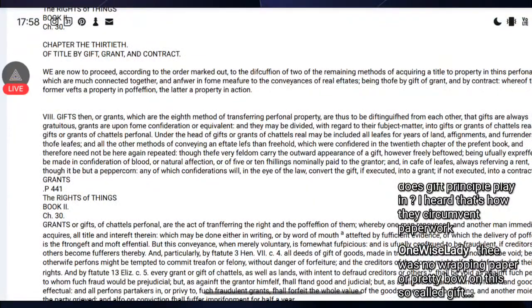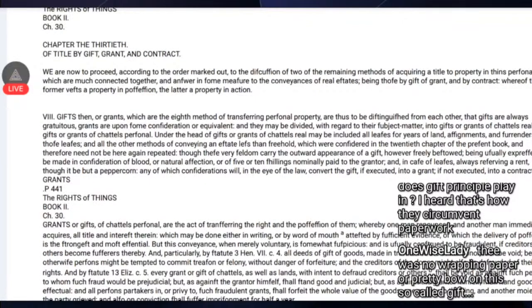So that's why you're not supposed to like gifts. Gifts, then, or grants, which are the eighth method of transferring personal property, are thus to be distinguished from each other. That gifts are always gratuitous, grants upon some consideration or equivalent, and they may be divided, with regard to their subject matter, into gifts or grants of chattels real, and gifts or grants of chattels personal.